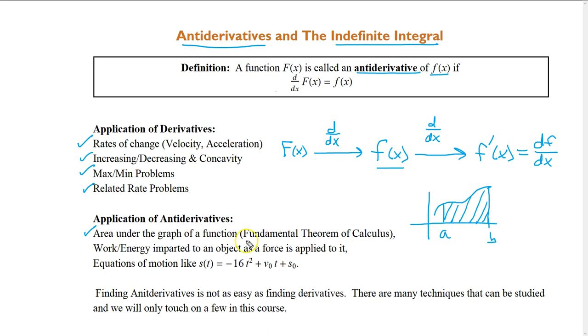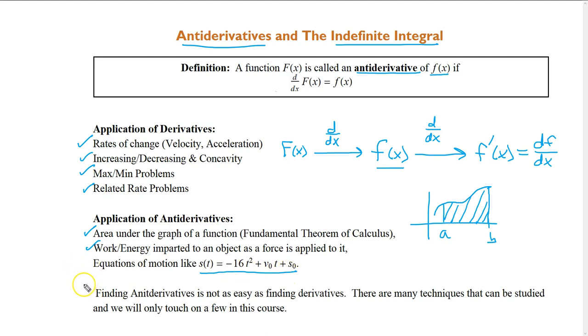And there's lots of applications why we would want to do this. One application is that it's related to finding the work or energy imparted to an object as a force is applied to it. So that's a physics application. Finding antiderivatives will also be necessary to derive equations of motion, like the equation of motion for an object thrown upward or downward near the surface of the Earth that we've been using. So we can derive this equation using antiderivatives, and we'll do that later on.